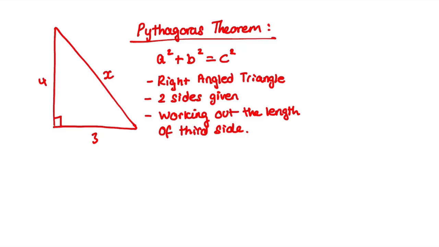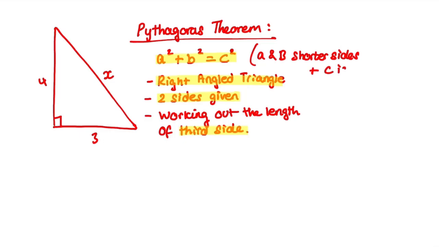That's when you would use Pythagoras' theorem. It has to be a right angle triangle. You have to be given two sides and you're working out the length of the third side. And that's the formula: a squared plus b squared equals c squared, where a and b are the two shorter sides, and c is the hypotenuse.